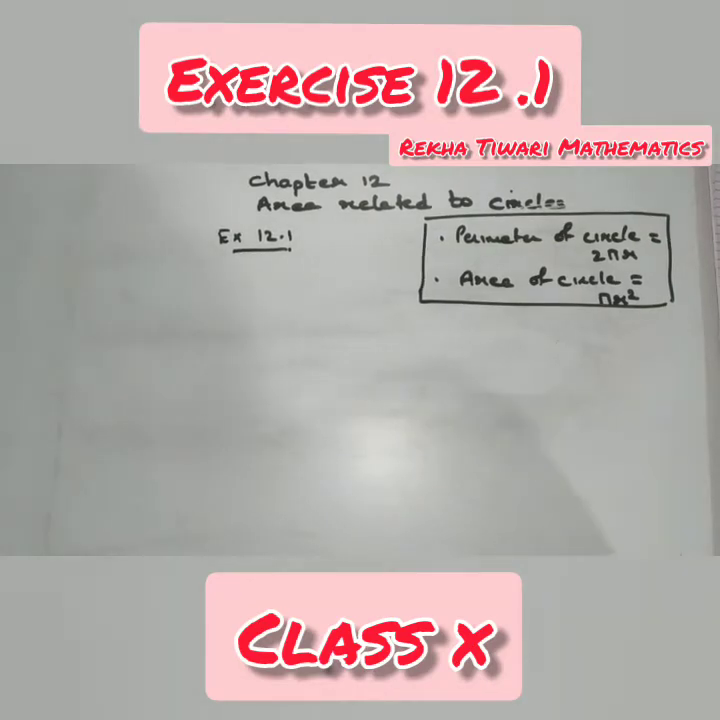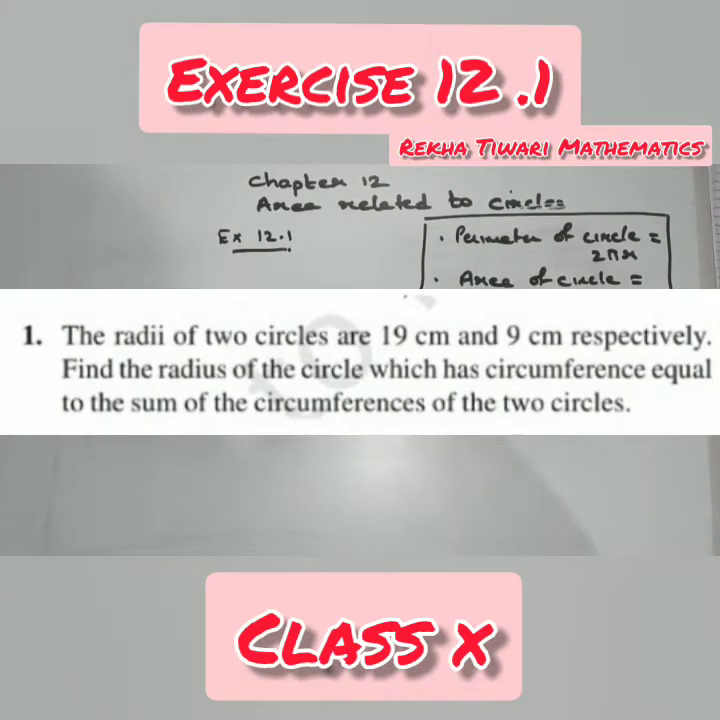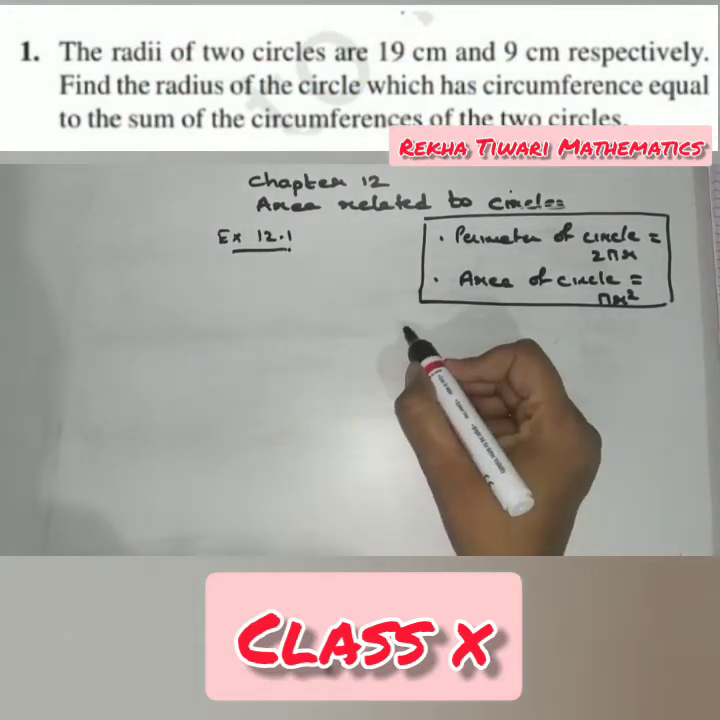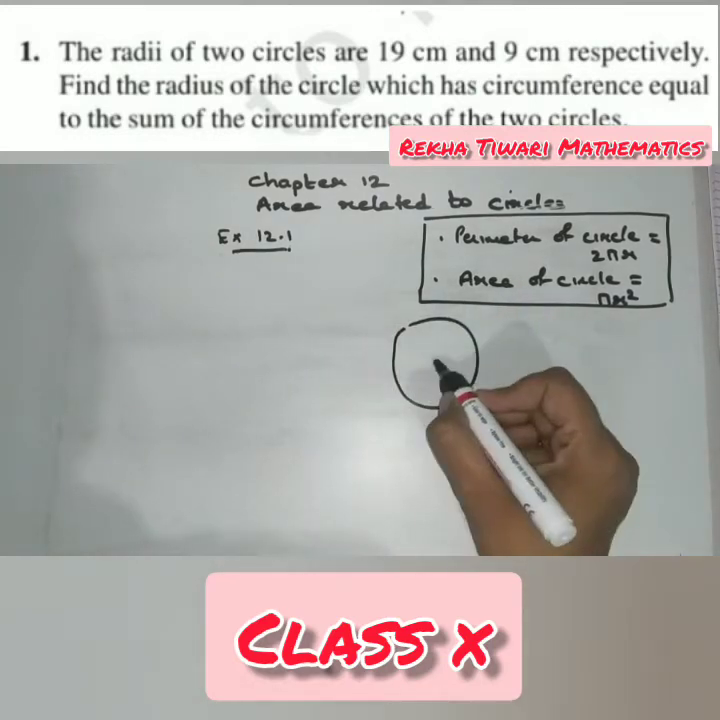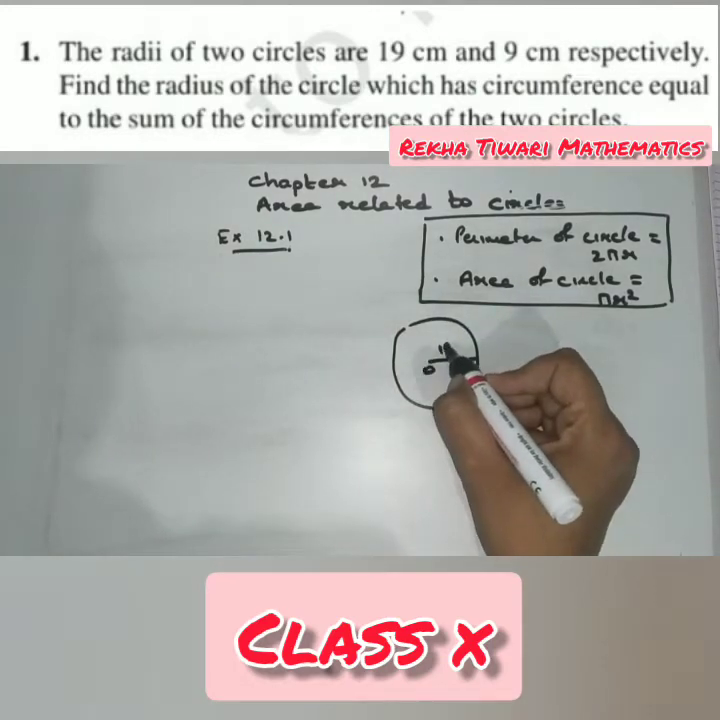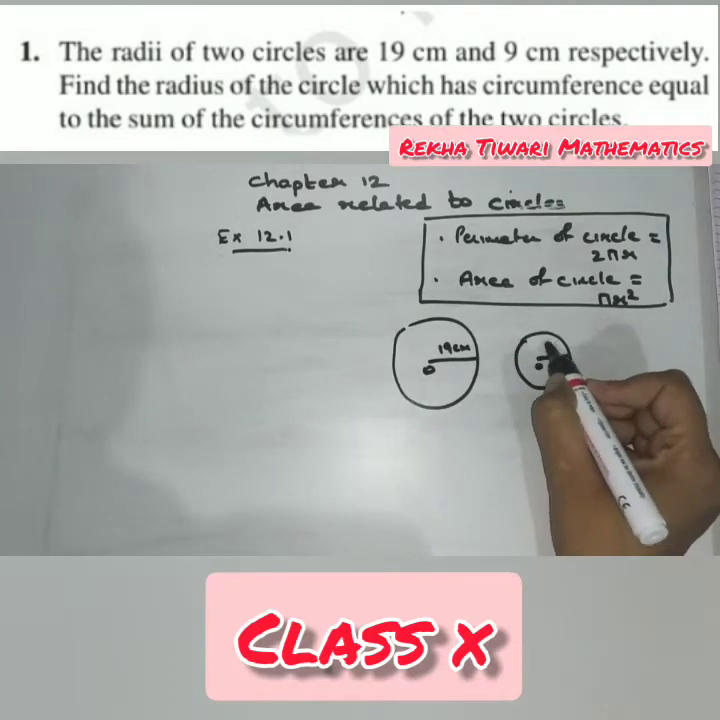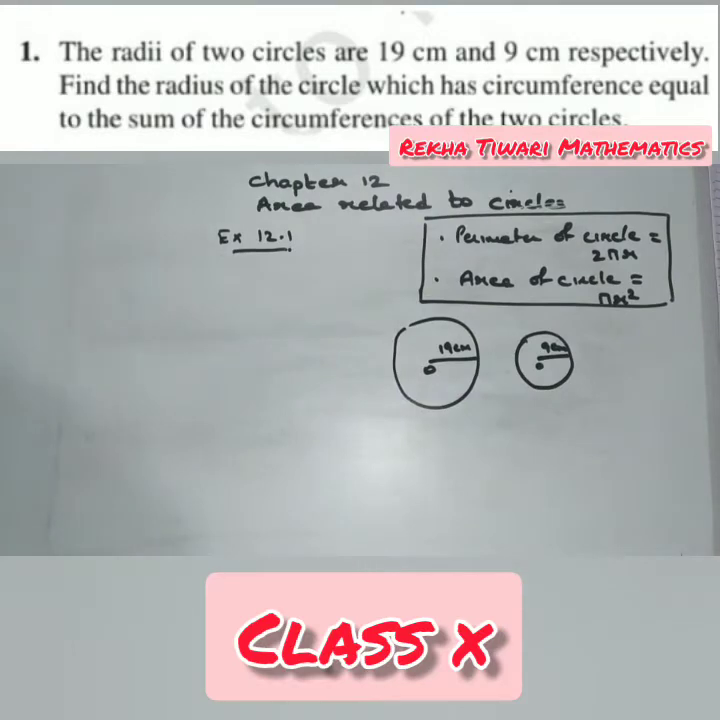The first question states that the radii of two circles are 19 centimeter and 9 centimeter respectively. Find the radius of the circle which has circumference equal to the sum of the circumferences of the two circles. So what is given to you? Two circles are given. One with radius 19 centimeter and other circle with radius 9 centimeter. These are the two circles given to you.